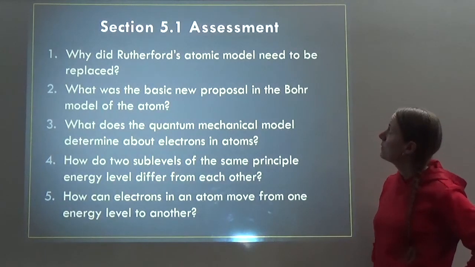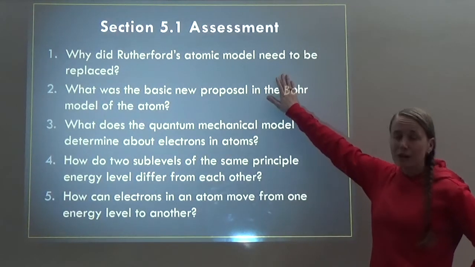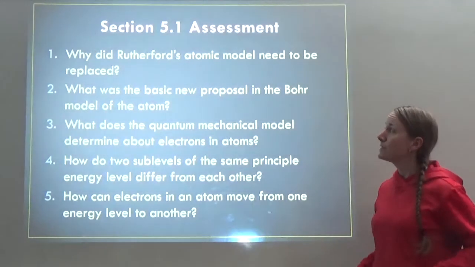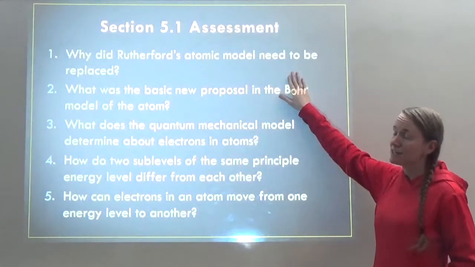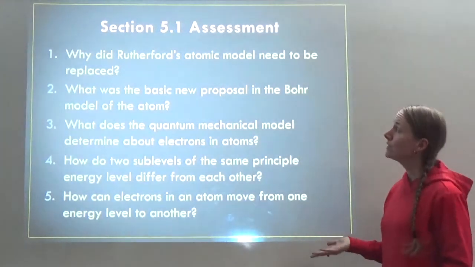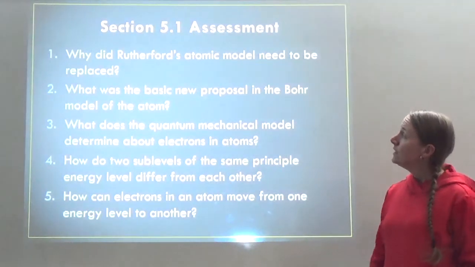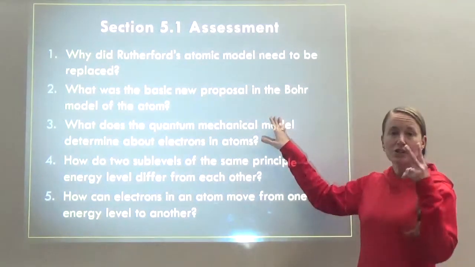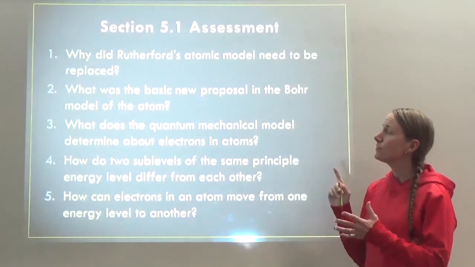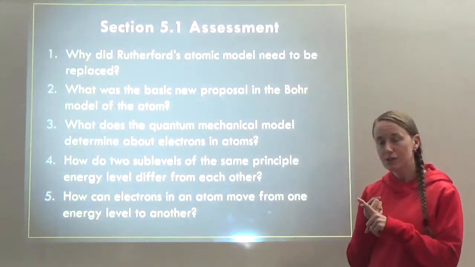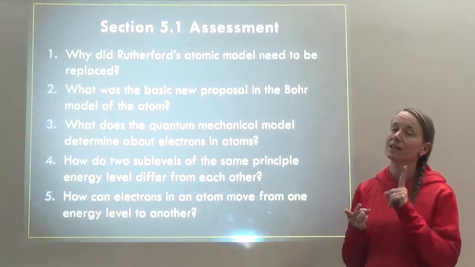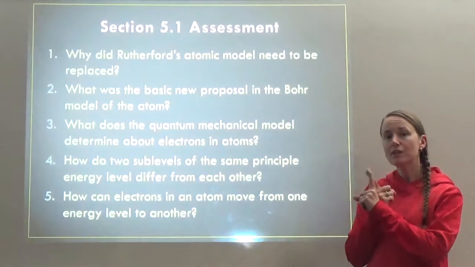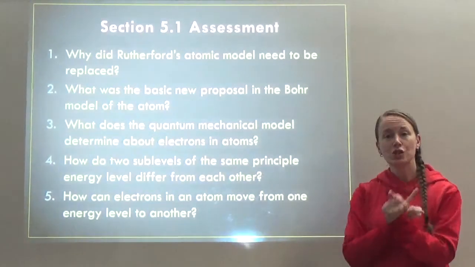So why did Rutherford's atomic model need to be replaced? Well, his model did not explain how atoms can emit light or the chemical properties of atoms. So number 2, what was the basic new proposal in the Bohr's model of the atom? Well, there's actually 2. He discovered the fact that there are energy levels, and he determined that electrons can jump to different energy levels. Okay, so his 2 proposals were energy levels exist, and electrons can jump to different energy levels.